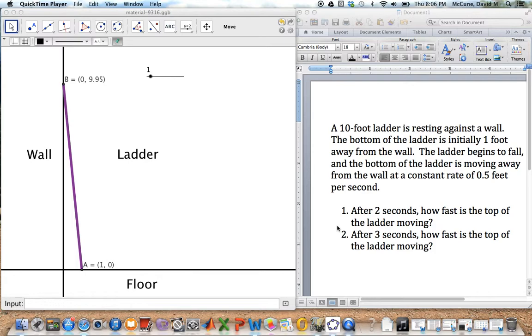I write these on the board, and I write the first question without writing the second question. So at first, they only see question 1 here. After 2 seconds, how fast is the top of the ladder moving? And then once we answer that, we ask the same question, but for 3 seconds.